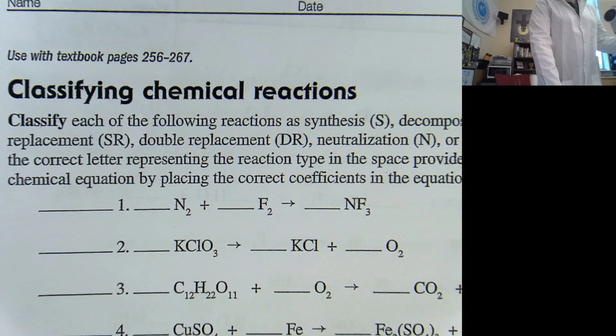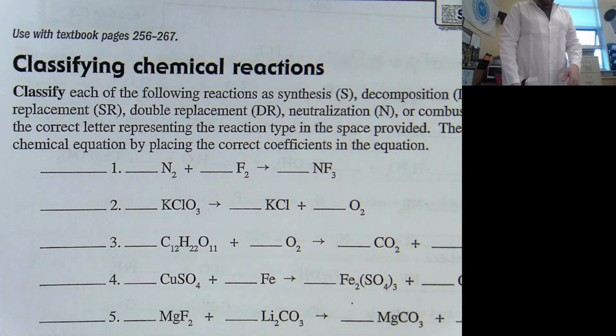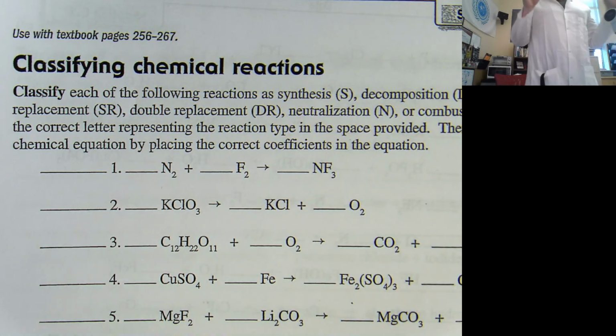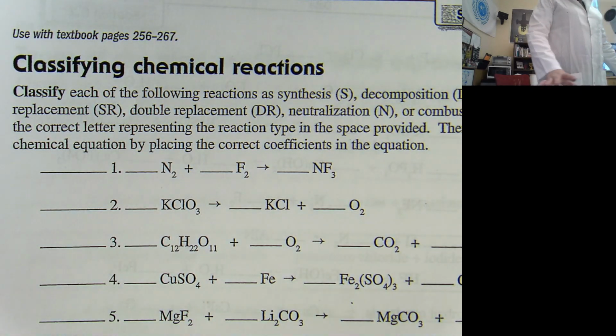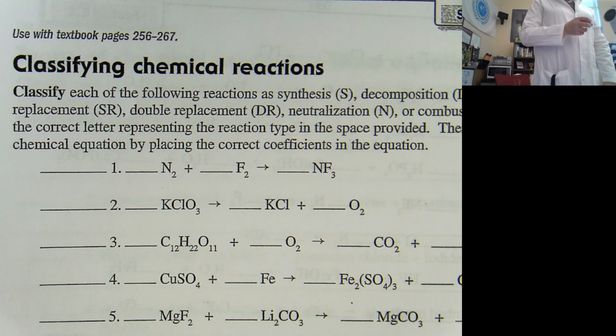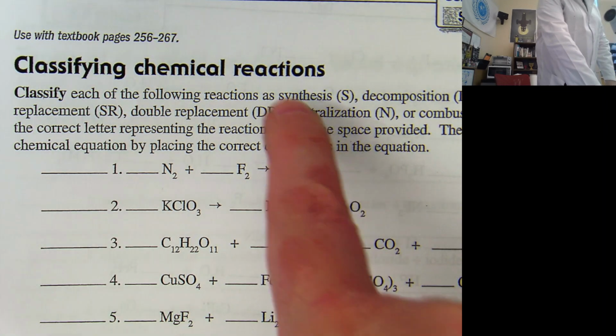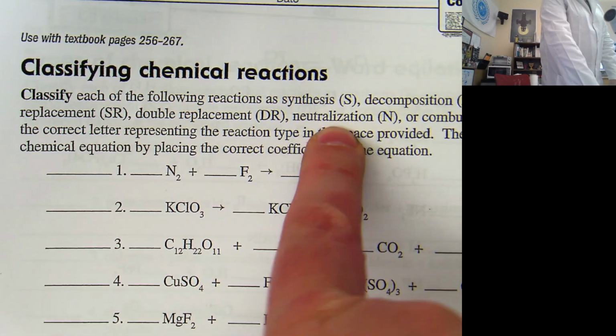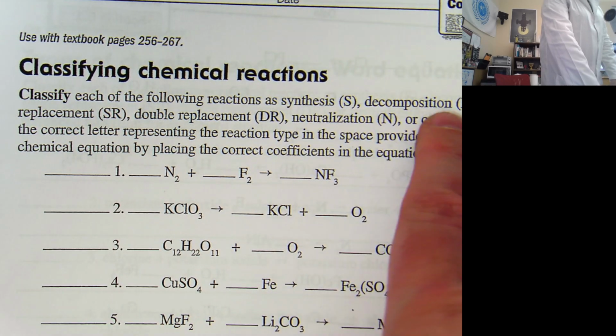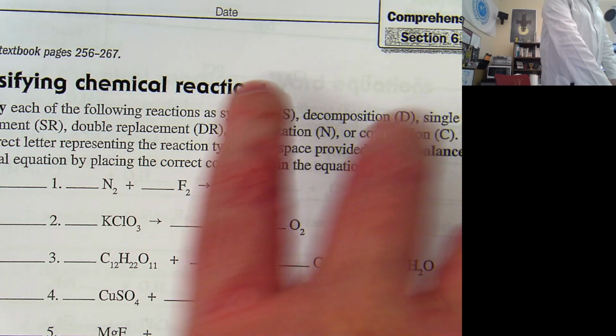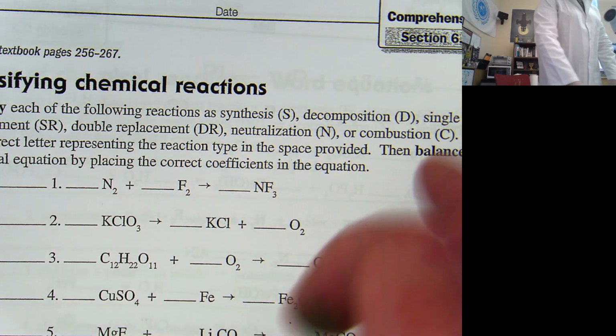What I'd like you to do is this. Find this page in your notes, classifying chemical reactions. All I want you to do on this page is identify, you don't have to do any of the balancing. Based on the chemical equation that you see, tell me which of the 6 reactions are going on here. Your options are synthesis, decomposition, single replacement, double replacement, neutralization, combustion. You can use the abbreviations they give you: S, D, SR, DR, N, and C.